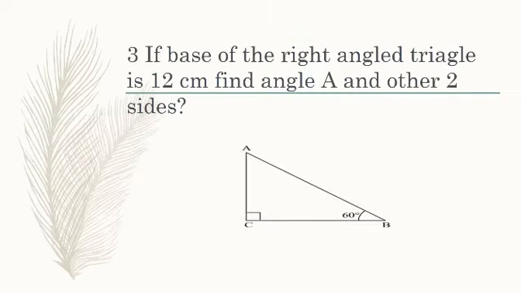So you have a third problem here. If the base of a right angle triangle is 12 centimeter, find angle A and the other two sides. This is the question. What is there? Base means CB. It is 12 centimeter. We have to calculate AC and AB, and we have to calculate angle A also.